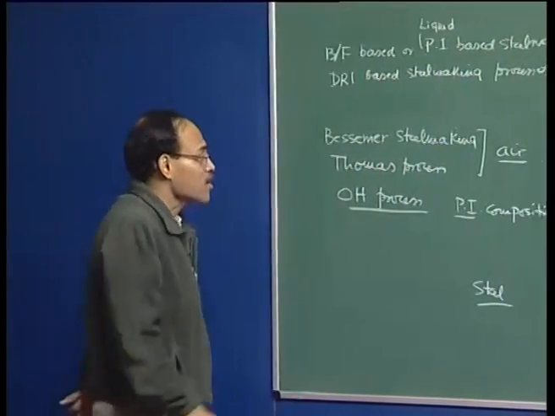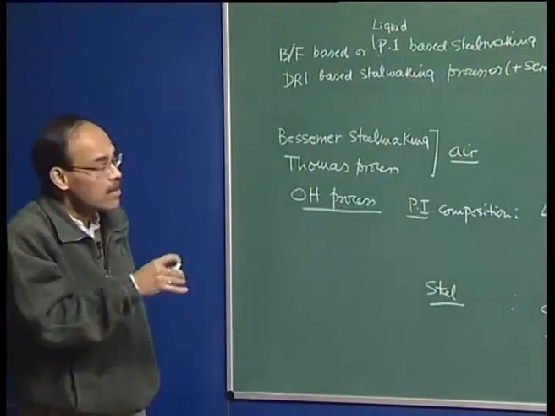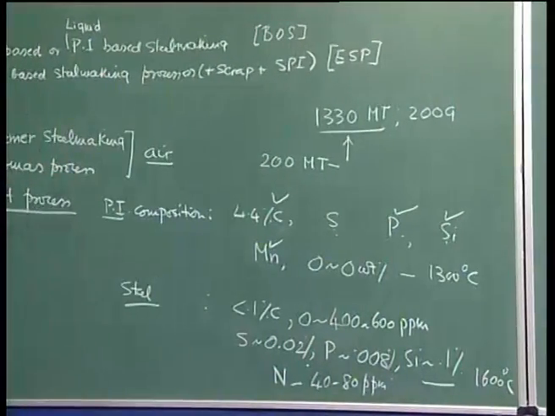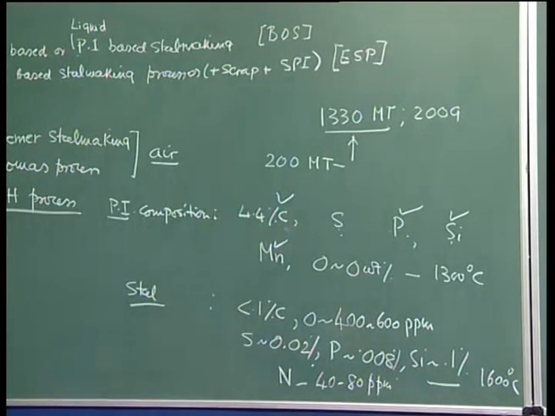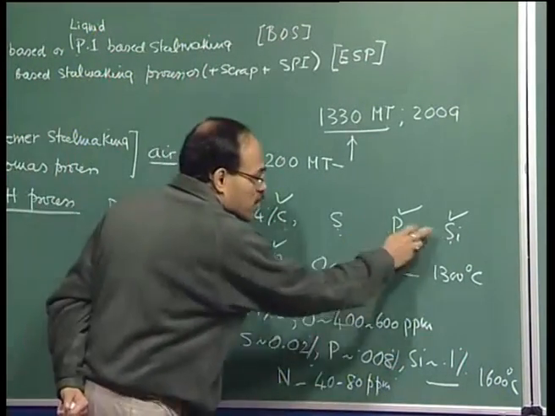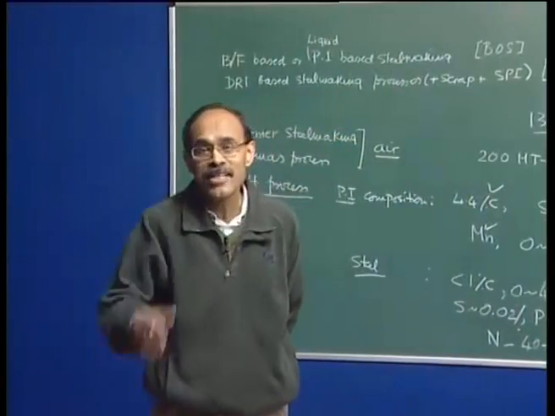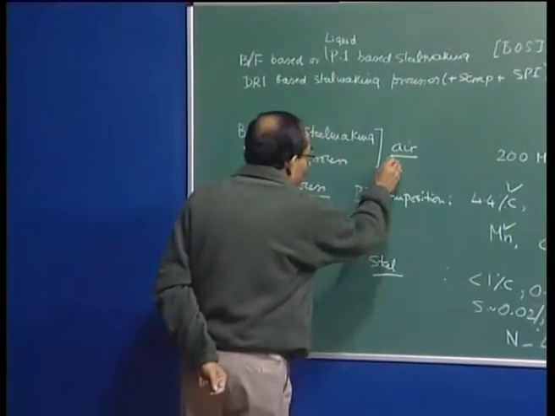So, in the Bessemer steel making process, because of these thermal requirements, you require a critical amount of phosphorus and a critical amount of silicon, such that they may fulfill the thermal requirement of the process. Otherwise, if you do not have a critical amount of phosphorus and silicon, so much heat is going to be lost because of the high volume of air injected that the steel may not be at the desirable temperature.